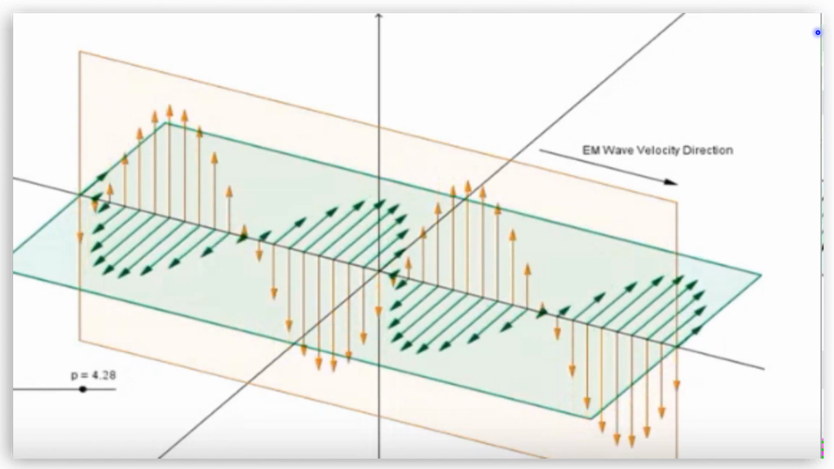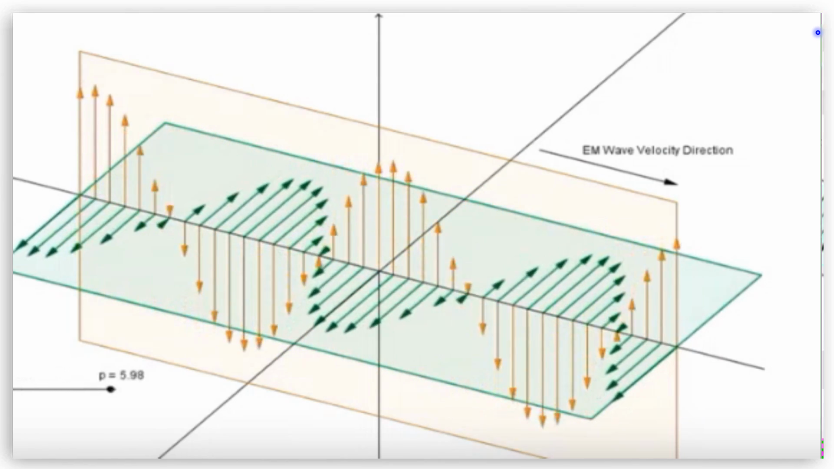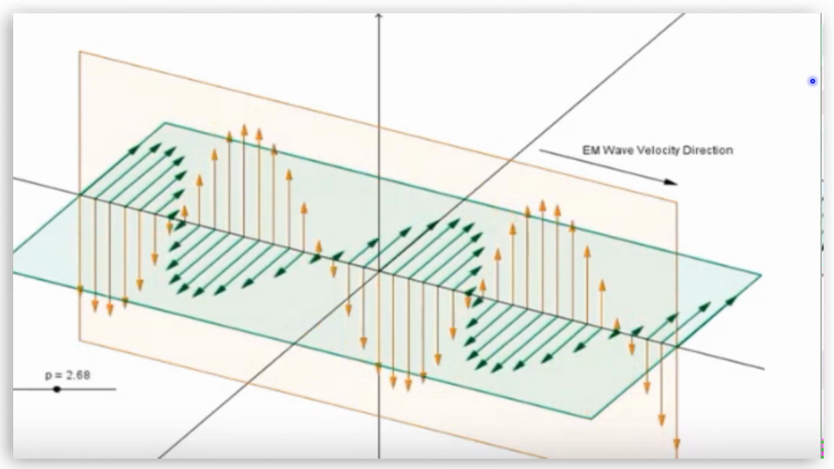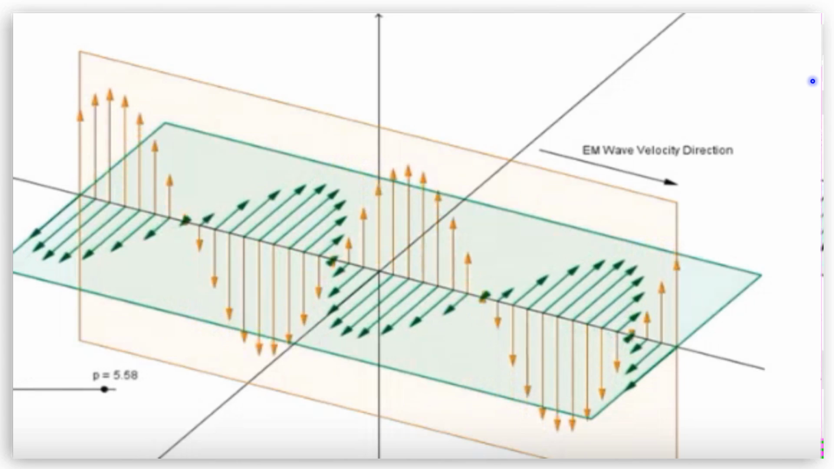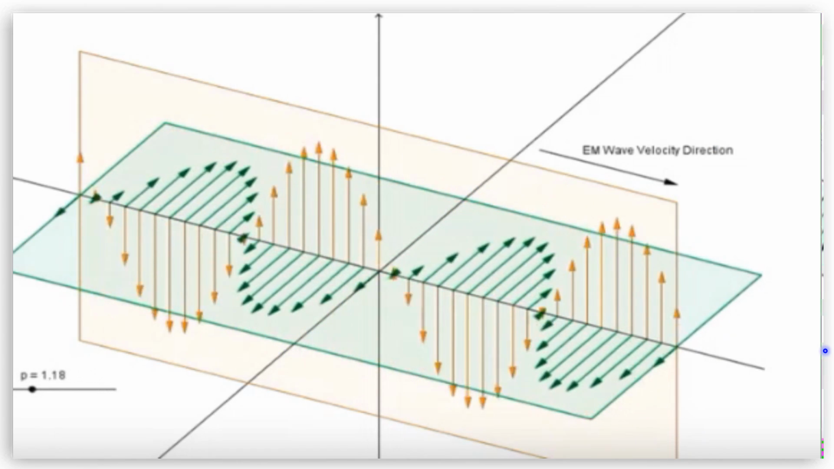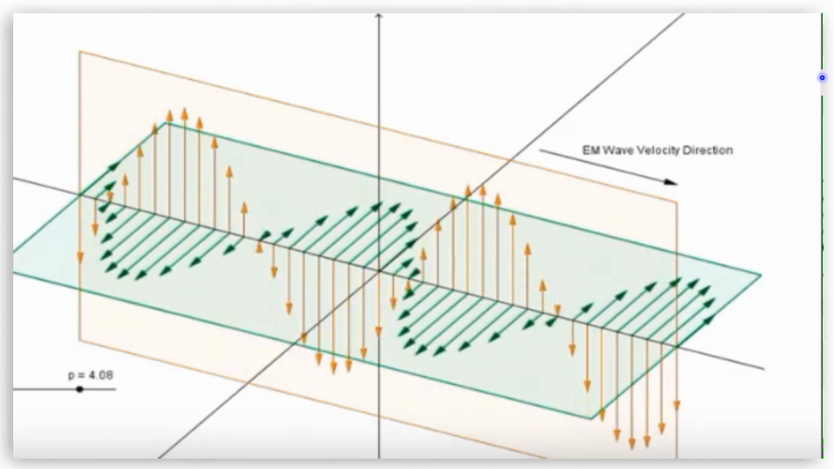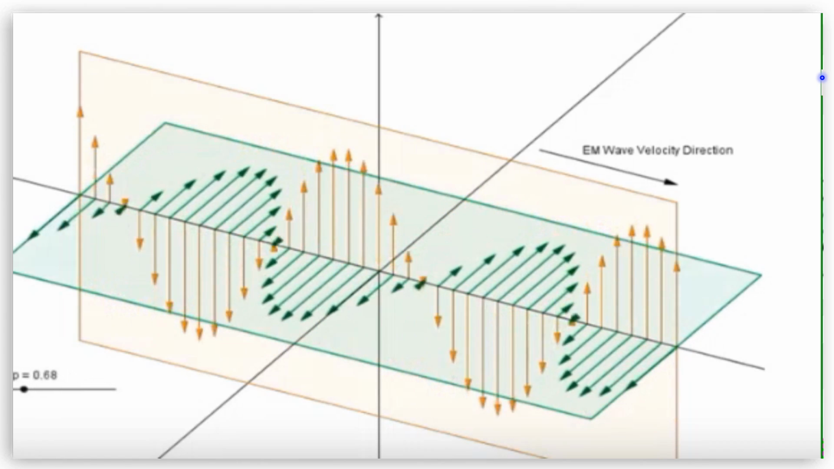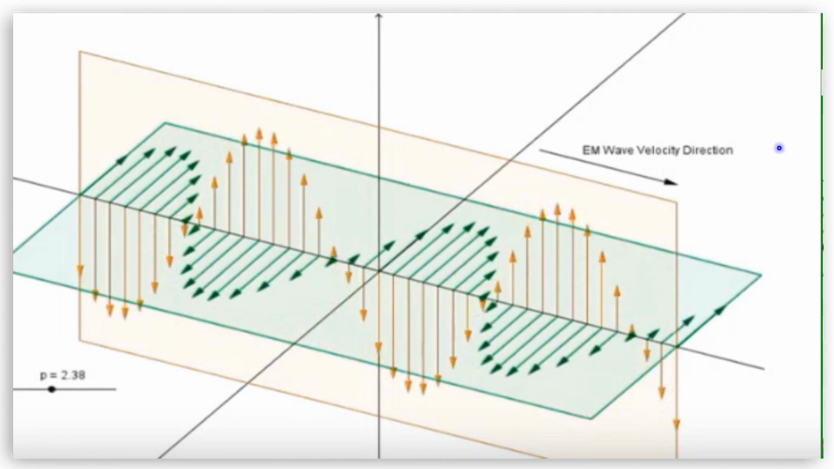So in an electromagnetic wave, no particle oscillates or vibrates physically. The only thing is that we have varying magnetic and electric fields. So this is all about the electromagnetic wave, and it will travel with the speed of light. So light travels in the form of electromagnetic waves.